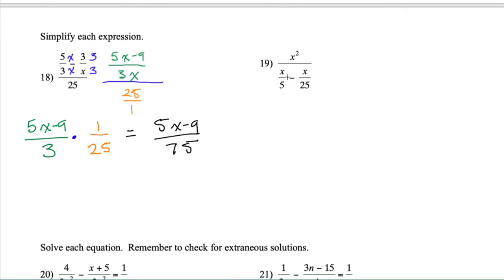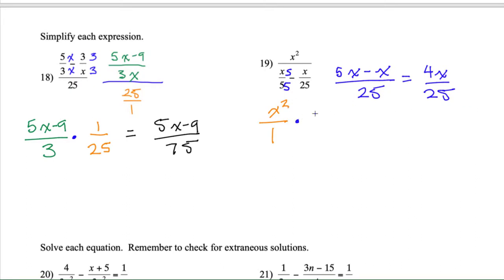Number 19 is kind of the same thing. We have to get this bottom into one fraction. So I'm going to multiply by 5 over 5, and that's going to give me 5x minus x all over 25. That can be simplified to just 4x over 25. And then the top stays the same, so the top was x squared over 1. The bottom is this. So I'm going to change it, keep it, change it, flip it. I'm going to flip this to 25 over 4x.